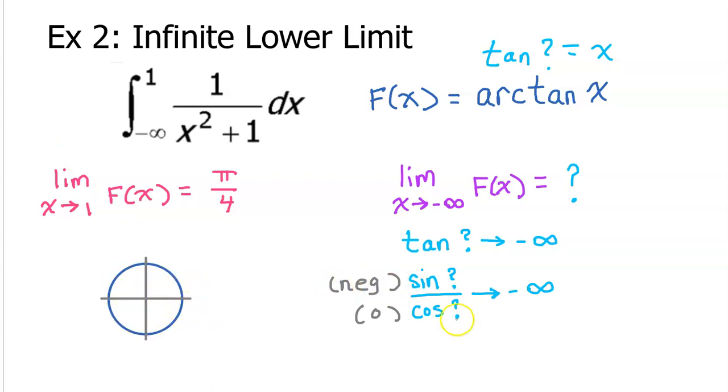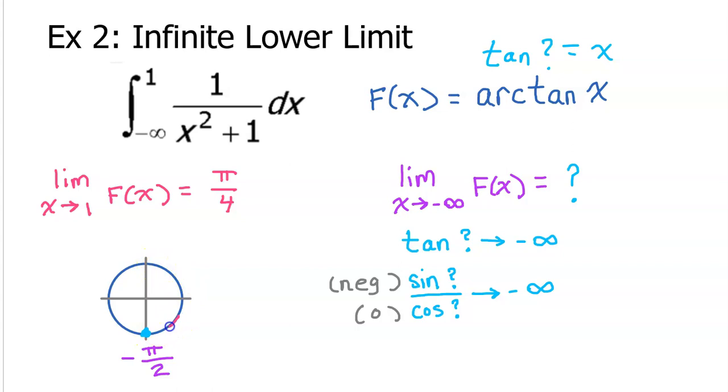On the unit circle, cosine is an x value and sine is a y value. So where is cosine 0? Here and here. In which of these positions will the sine function be negative? Only here. Let's call this negative pi over 2 instead of 3 pi over 2 because arctangent is only defined between negative pi over 2 and positive pi over 2.